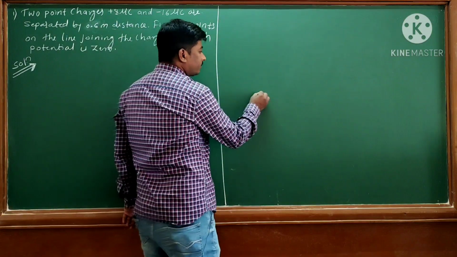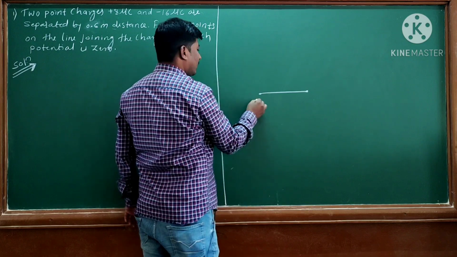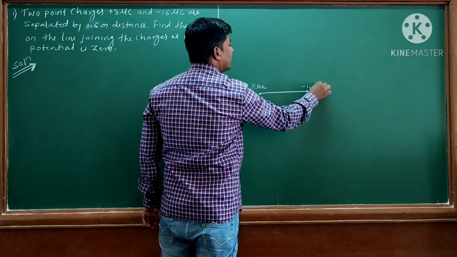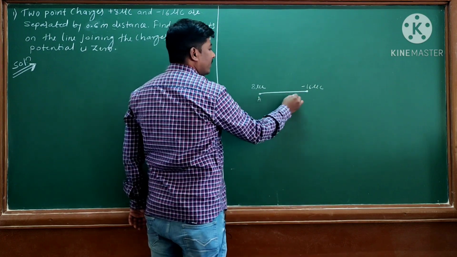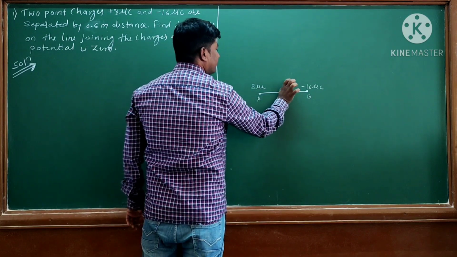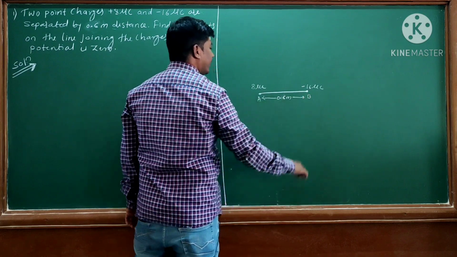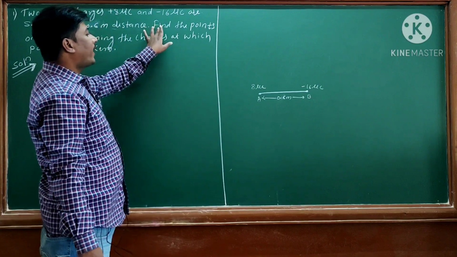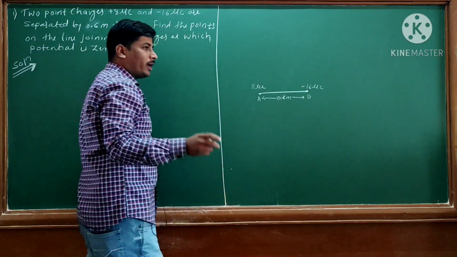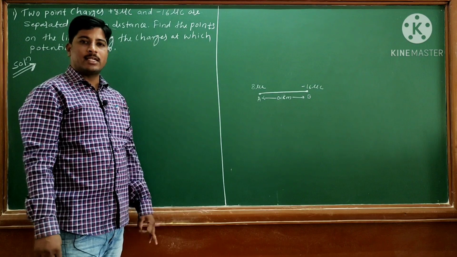So here there are 2 charges, 8 microcoulomb and minus 16 microcoulomb. They are separated by the distance 0.6 meter. This is the distance between them. What they asked: find the points on the line joining. On this line joining we have to find the 2 points where the total electric potential is 0.